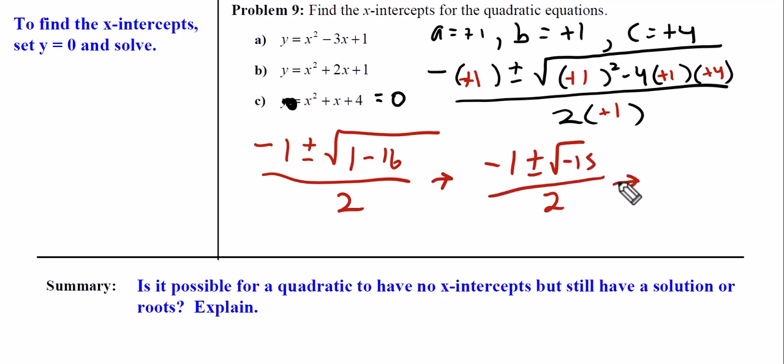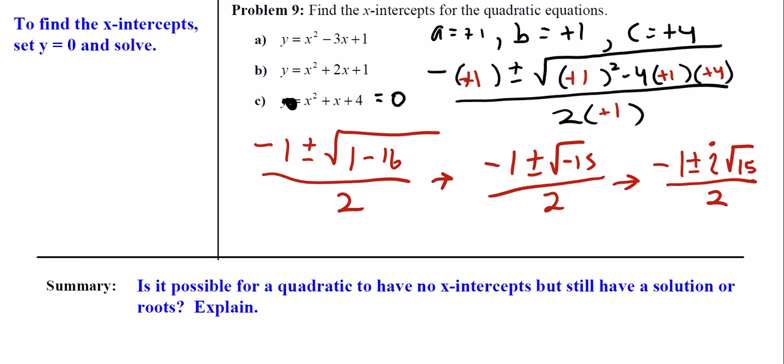And I think something's working here because you thought it before I said it. You thought to pull out an i because there's a negative inside. So good for you. Yeah, I'm talking to you. And because 15 is prime, well, that's it.